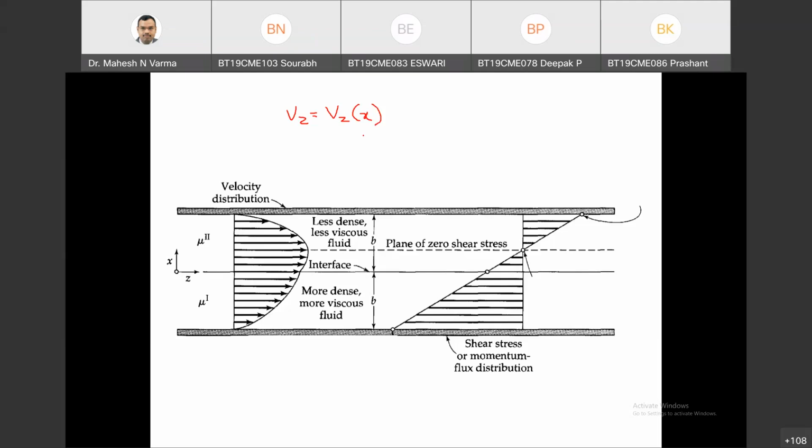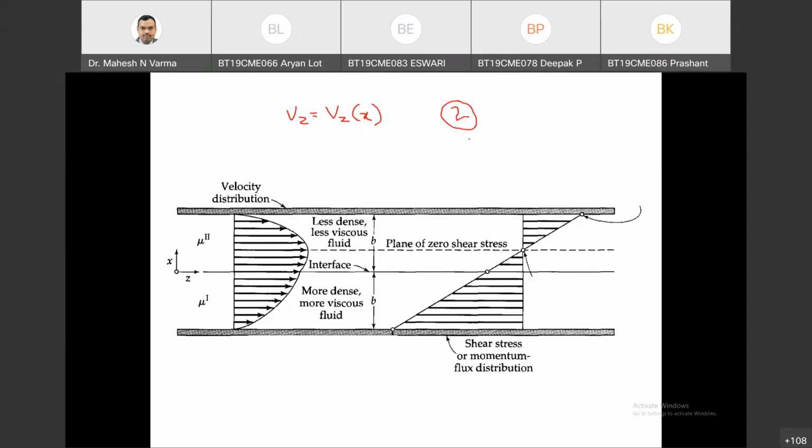How many boundary conditions are needed to solve this problem? Vz is a function of x. First of all, tell me whether 1, 2, 4, 10, 9, how many boundary conditions are needed? Two, sir. Two boundary conditions are needed. This is already discussed and everybody understood this.